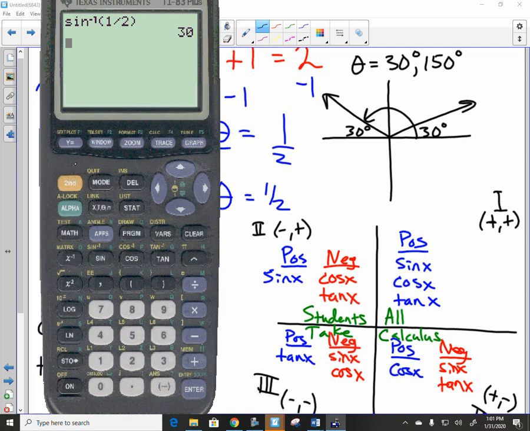Watch what happens, folks. If I take sine of 30, I get 1/2. And if I take the sine of 150, I get 1/2. In order to find both of them, you have to be able to set up your reference angles in the right quadrants. So that's the only trick question.